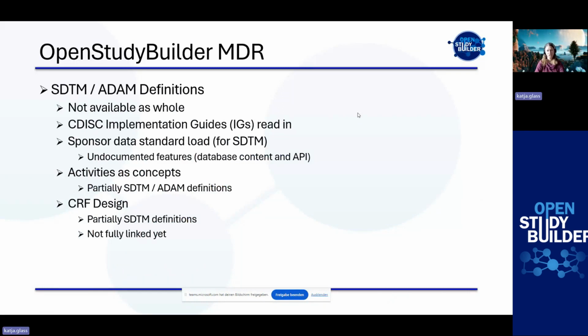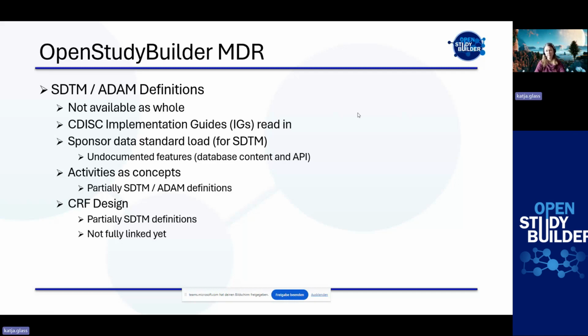For SDTM and ADaM specifications, as they are also very important for the metadata repository, it's not available as a whole. We have read in the CDISC implementation guides. We also have the opportunity to load sponsor data standards. This you can also see in our GitLab database. It's currently an undocumented feature, and it's currently only visible in the database itself. And we also have API endpoints for these things, but we currently don't have it visible in the web interface. So it's a little bit hidden and a little bit undocumented, but we already do have something.